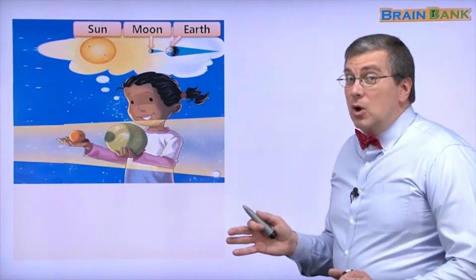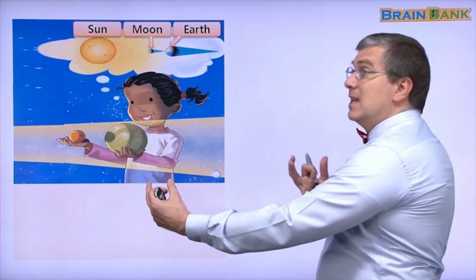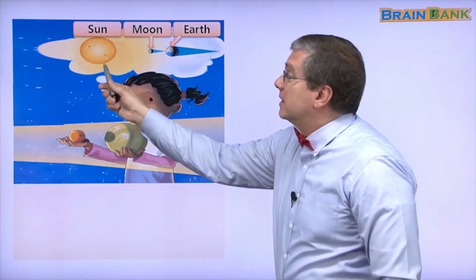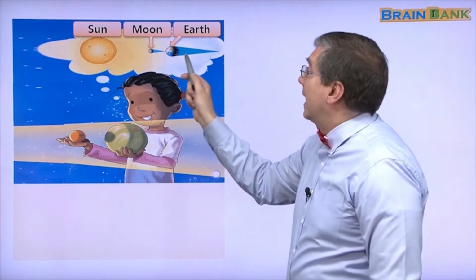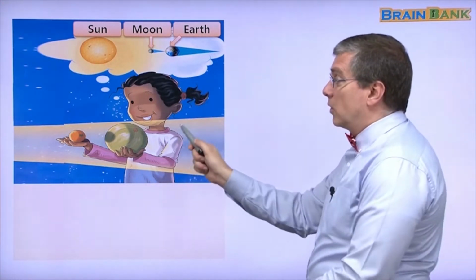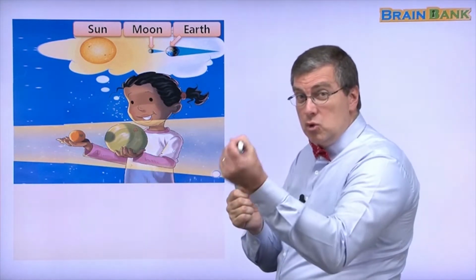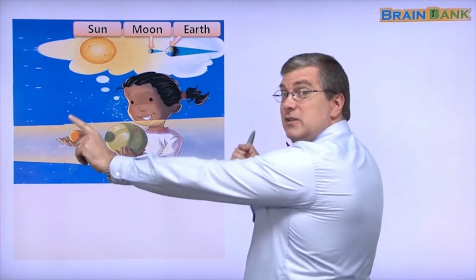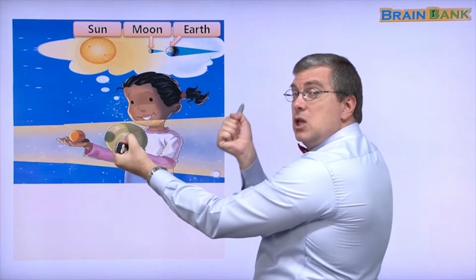Okay, remember the position of the sun, the moon, and the earth. We can see that here. Here is the sun. Here is the moon. Here is the earth. Amy is holding the moon and the earth. If we turn it like this, the sun is over there, right? Moon here, earth here. Okay?